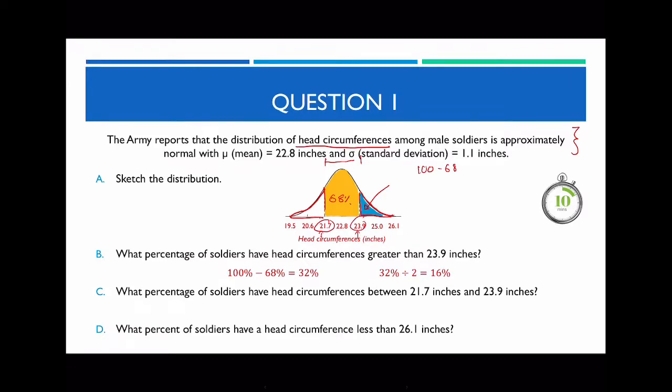Part C says, what percentage of soldiers have a head circumference between 21.7, so it's over here, and 23.9? Notice that both of these values lie one standard deviation away, so therefore the answer is going to be 68%. So I made a typo over here. The answer should be 68%.